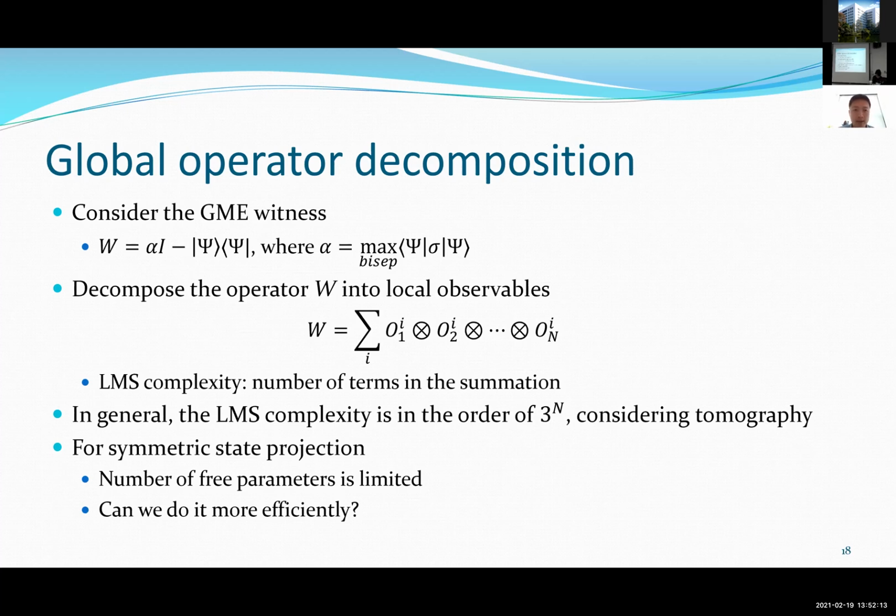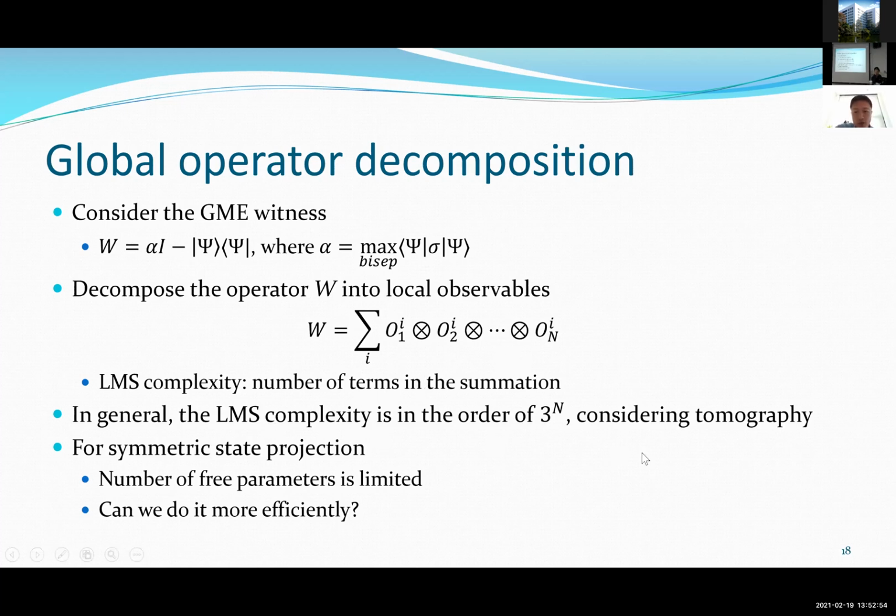So keep in mind what we need. What we need is to measure this GME witness in this form. This alpha is just some constant, and we want to decompose this fidelity observable into local observables in this form. So that's the main part. We really want to make sure that this summation does not have too many terms, because each term corresponds to one measurement in the experiment. I don't want to measure too many times.